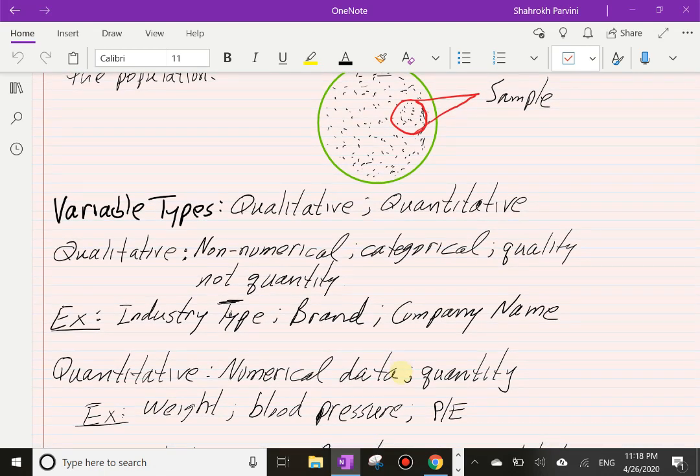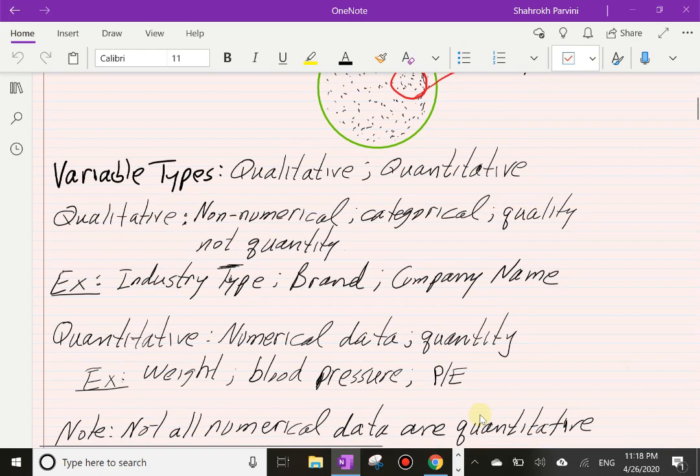So when we actually collect information on the variable, we're going to collect some kind of a meaningful, genuine number. So these are quantities. An example of those would be a person's weight, a person's blood pressure, or, for example, the price-to-earnings ratio for a company in a given sector or industry. These are all examples of quantitative variables.